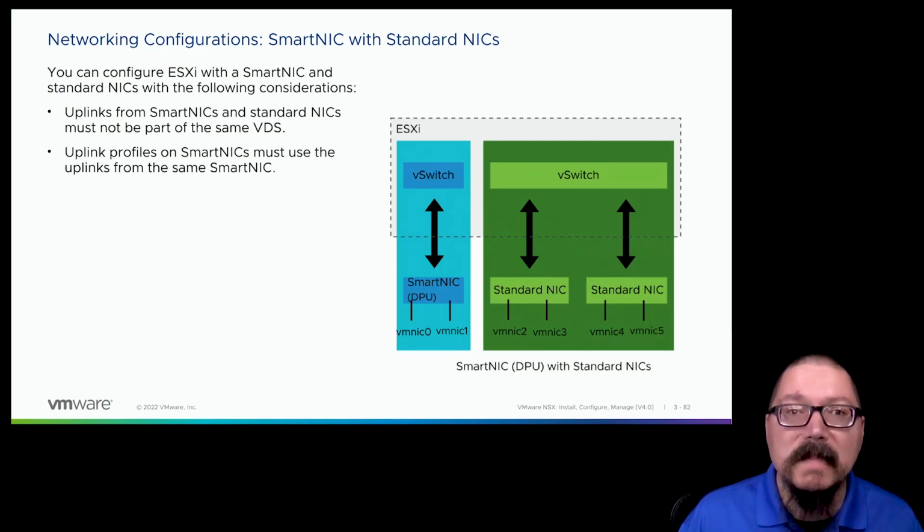I cannot mix and match, meaning that if I have a SmartNIC uplink on a virtual switch and I want to add a second uplink to that virtual switch, that second uplink has to be a SmartNIC uplink, right? I cannot mix smart and standard NICs on the same virtual switch. I can mix and match them in the hypervisor, just like we're showing here, where I have a SmartNIC on one virtual switch and standard NICs on the other virtual switch.